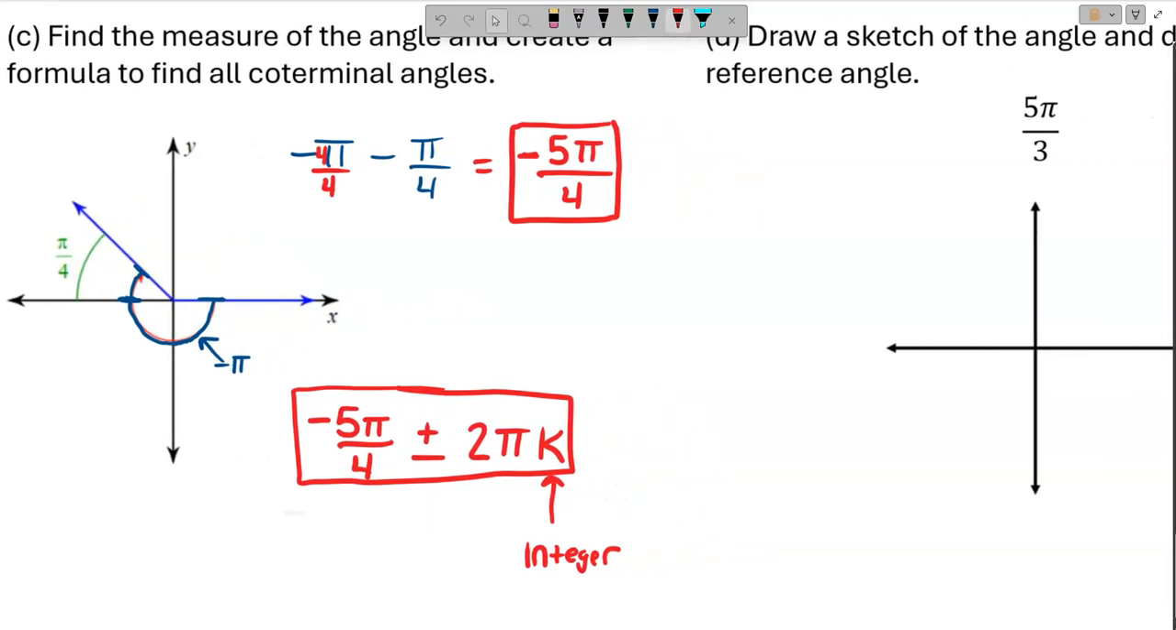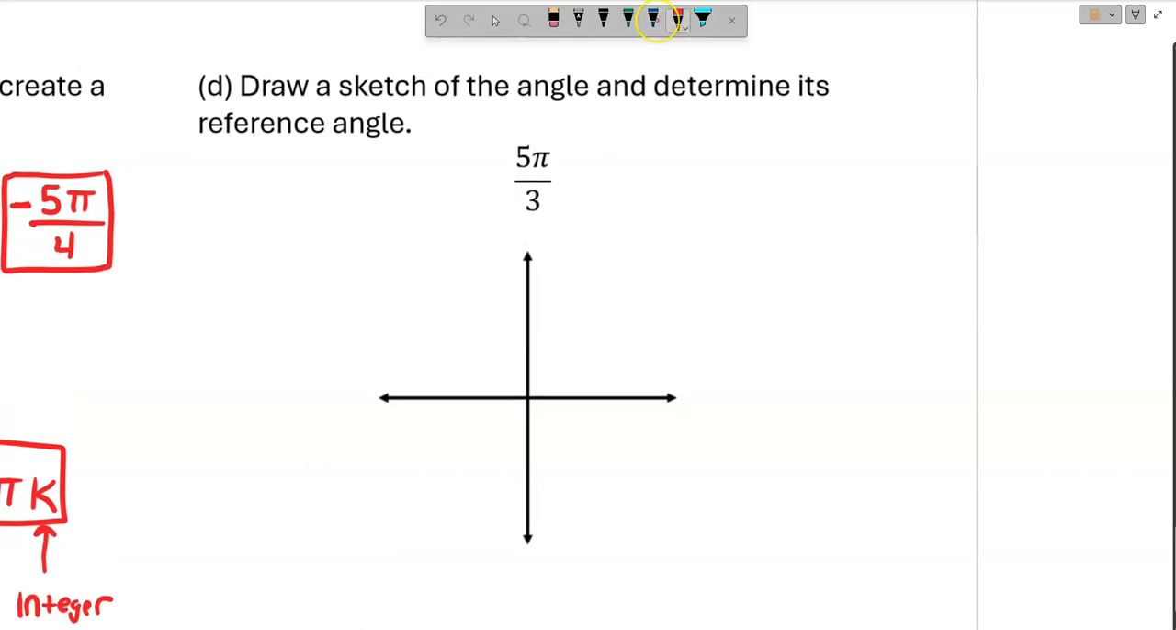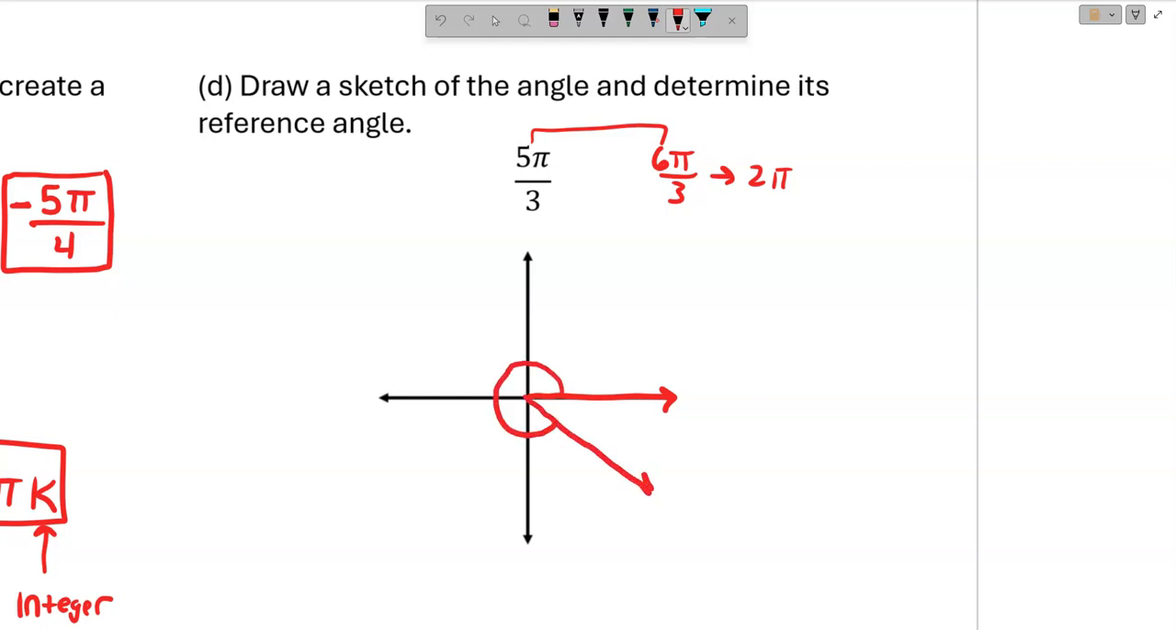Finally, last but not least, we're going to draw a sketch of an angle and determine its reference angle. So this is going to be positive 5 pi over 3. So let's think about in thirds again. 6 pi over 3 would be 2 pi. That's a full revolution. So I'm 1/3 pi less. So we're definitely going to be in quadrant 4, and it's going to be somewhere about here.